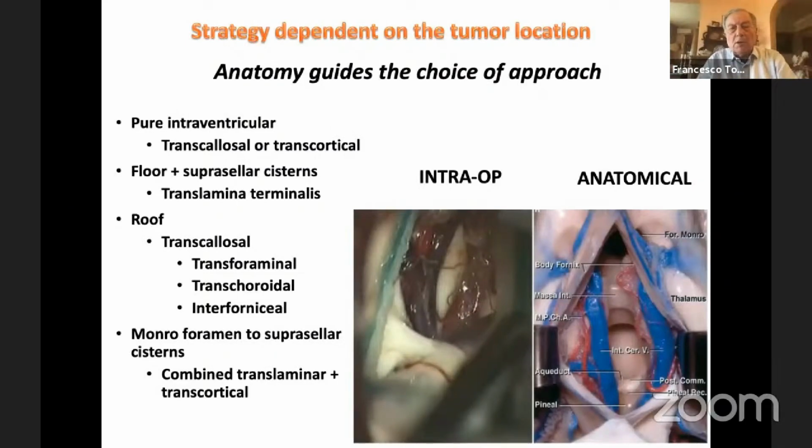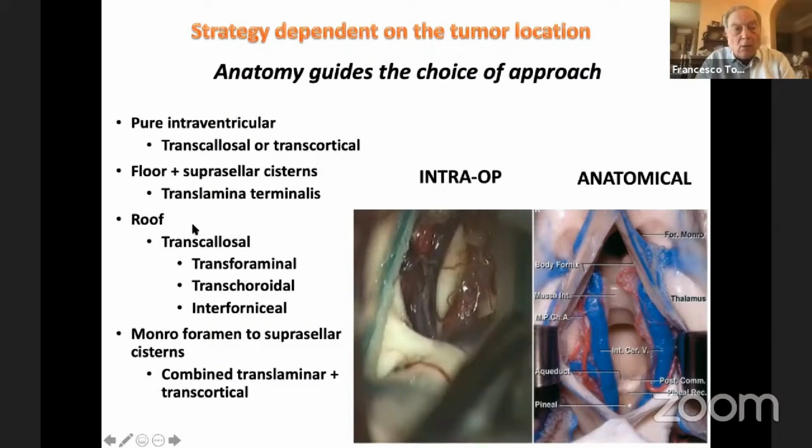And going to the conclusion of this presentation, I would like to emphasize once again, also for the trainees attending this webinar, that anatomy guides the choice of approach, not because we are more familiar or not familiar with an approach, but because pure intraventricular tumors need a transcallosal approach, only sometimes a transcortical approach. A tumor located in the floor may be treated through translamina terminalis and suprasellar approaches.